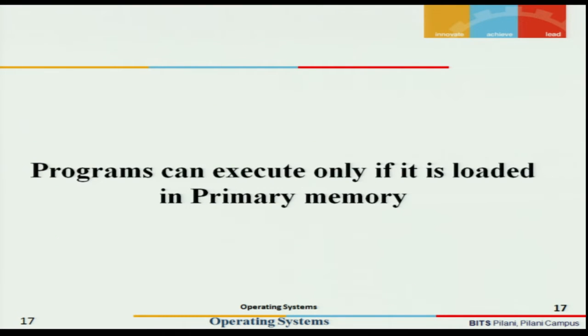We should also understand one thing, that a program can execute only if it is loaded in primary memory. We have several types of memory in a given system. To begin with, let us keep things simple. There is a part of memory which we call primary memory or main memory, which is made up of RAM, more precisely, dynamic RAM. So any program, if it has to be executed, has to be first loaded into the memory.